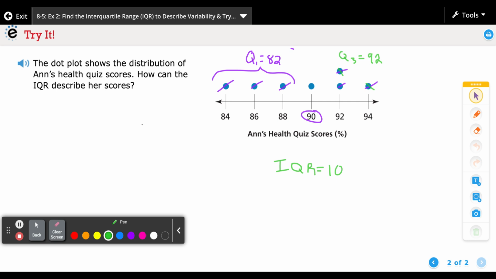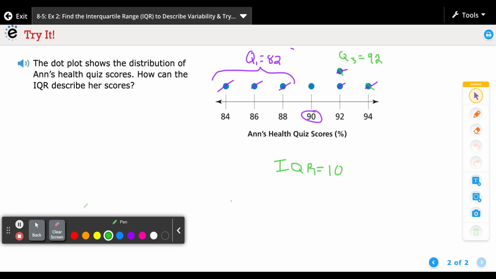And so the IQR, step one, find the quartiles, the third quartile and the first quartile. To do that, you need the medians, and then subtract Q3 minus Q1, and you'll find the IQR.